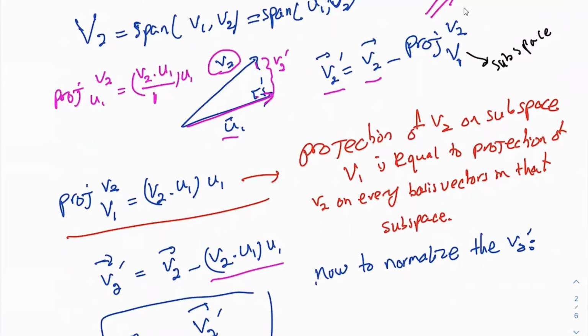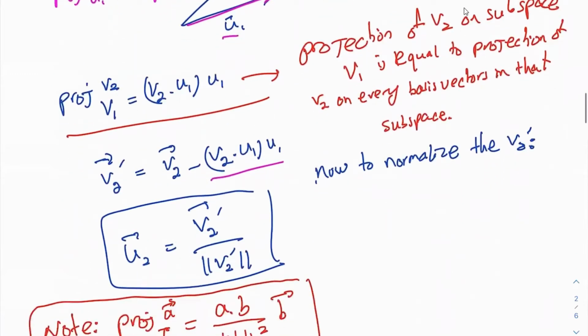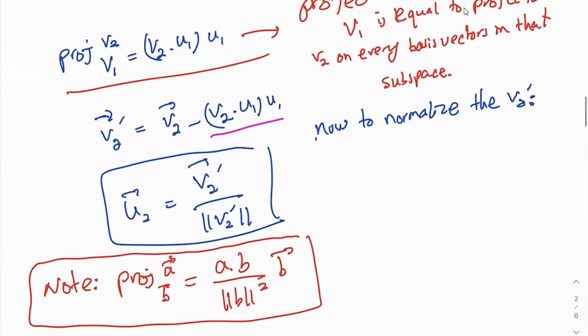But V2 prime doesn't have to have a unit norm, right? So it's time to normalize V2 prime. So we just define another vector U2, which is going to be V2 prime divided by the norm of V2 prime. And that's the normalized version of V2 prime. Okay, so this is what I just defined as a notation, the projection of A on B. So now I have two vectors in my set, U1 and U2. They each have a unit norm and they're orthogonal to each other.